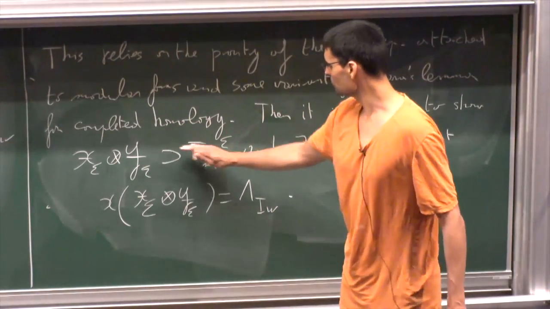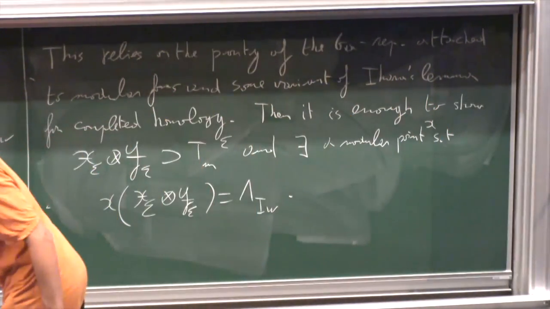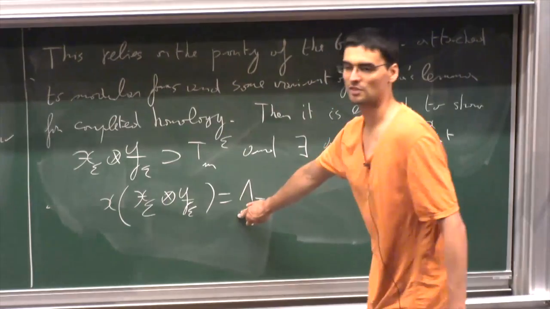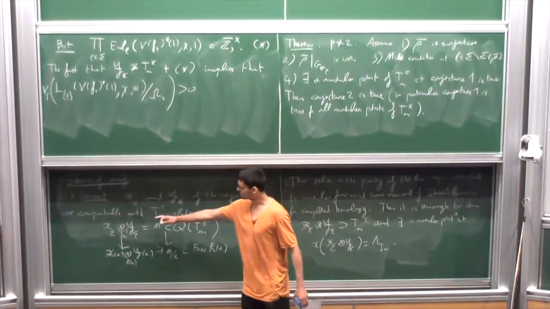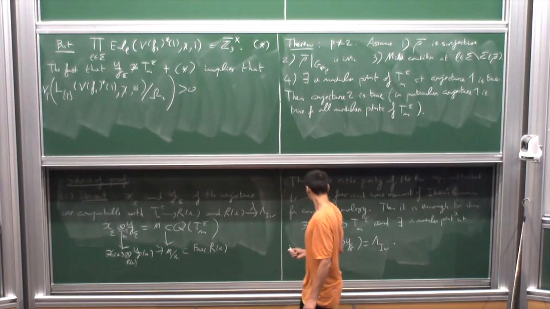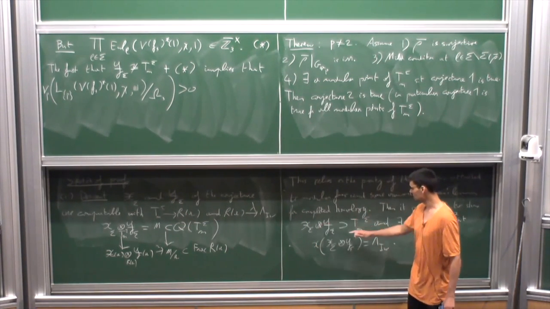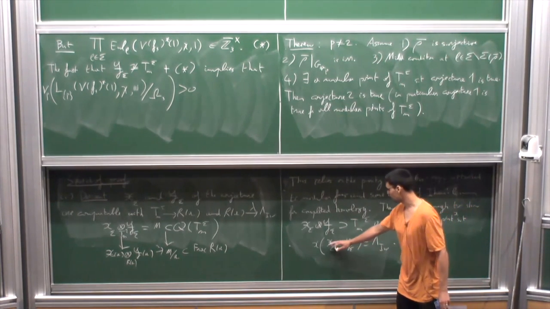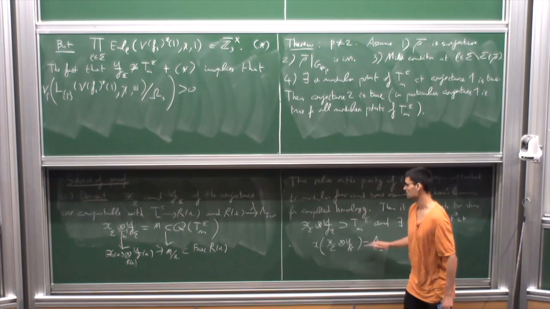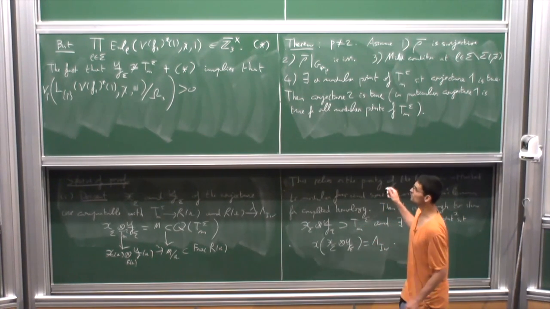Because if the containment was strict, then in this commutative diagram, you would have a strict containment here. So once you know the compatibility of X sigma and Y sigma, you know it is enough to prove a containment and an equality on one point. So we are going to bootstrap this equality to an equality at every point. But first, we need to prove this containment. So that's the second step.